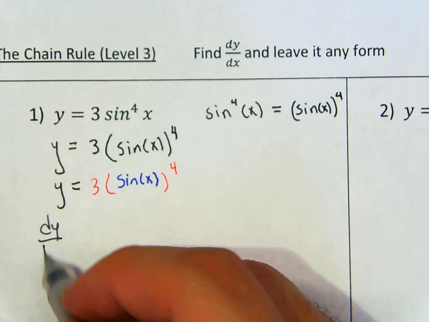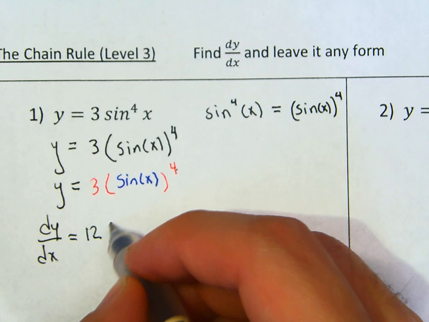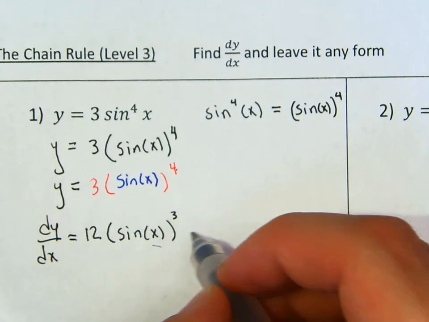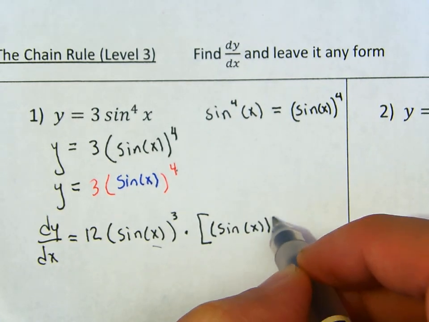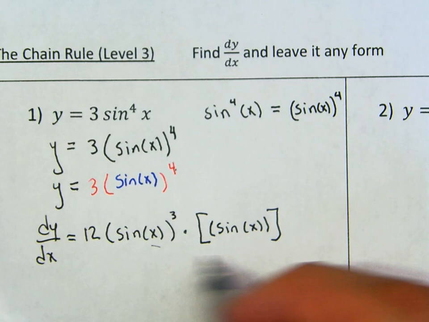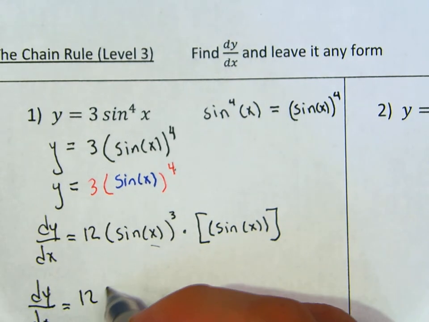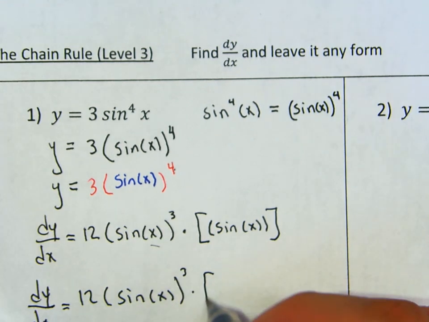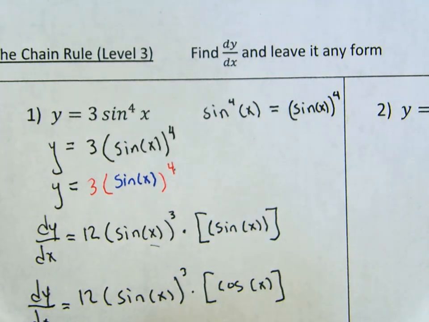Here, dy dx is equal to, take the derivative here. 4 times 3 is 12 sine of x. Nothing happens here, and this is to the 3, times, now we've got to take the derivative of sine of x. So what's the derivative of sine of x? dy dx equals 12 sine of x cubed times cosine of x.